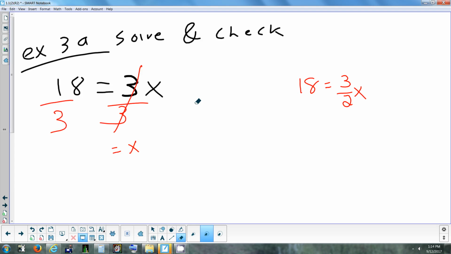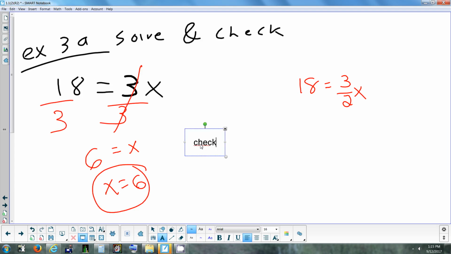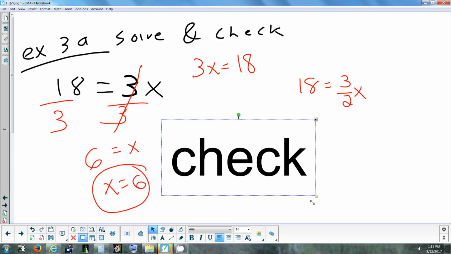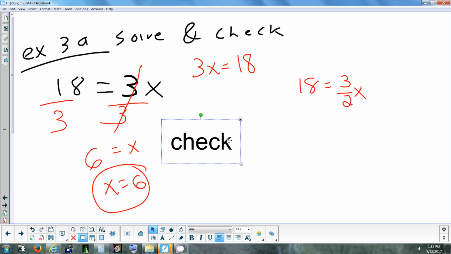On the other side, Madison, what are we going to do on the other side? You're going to get 6. 6, right? 18 divided by 3 is 6. If you want to rewrite it, x equals 6, that's fine. If you leave it like that, we're okay with that too. Remember, we have to check it too. We can always rewrite this as 3x equals 18. We can always reverse it so the number's at the end with the equal sign, so it looks a little bit neater and more like what we're used to.